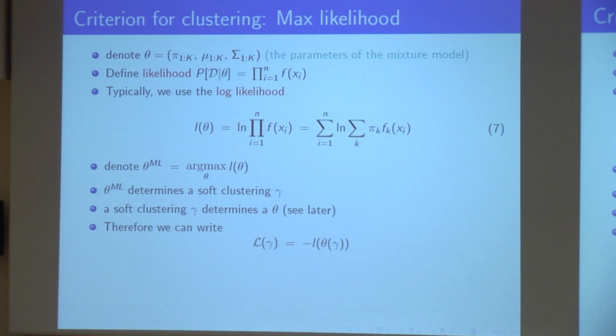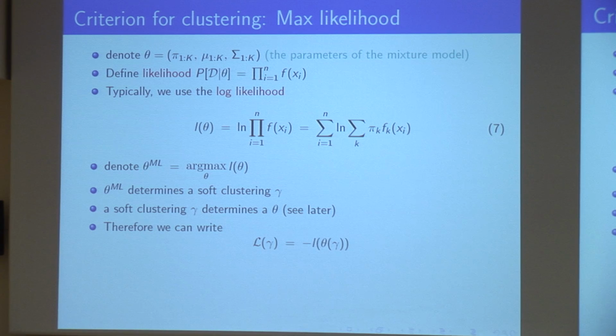How many of you have encountered exponential family models? Okay, some of you have. So there, taking the log likelihood has a fundamental meaning, and the log partition function, which is the normalization constant of the distribution, also has a fundamental role. So there are deeper reasons for taking the log likelihood than transforming the product into a sum.